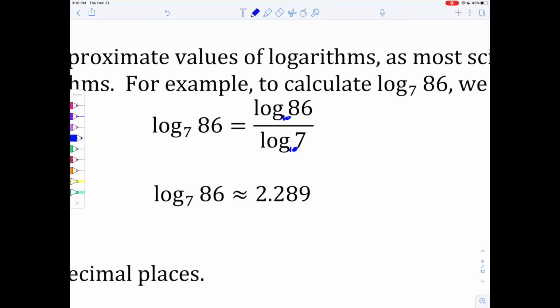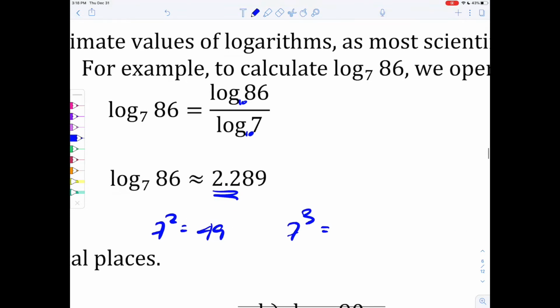So for this, does this value make sense? Well, 7 to the 2 is 49. 7 to the 3 is 49 times 7, so this. So 86 would have to fall somewhere in between those values. That makes sense. And it makes sense that it's closer to 2 than it is to 3. So we can use that kind of number sense to say, yeah, this computes. I can agree with this.